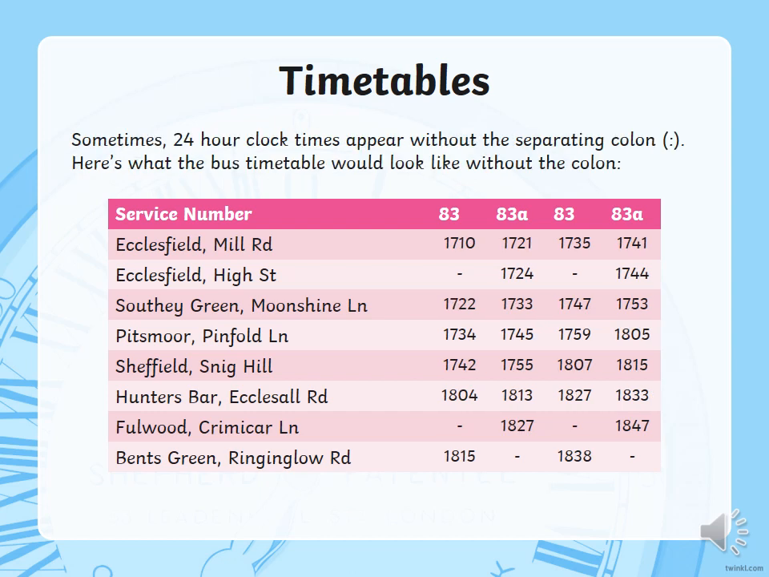Sometimes the 24-hour clock appears without the separating colon. Here's what bus timetables might look like without a colon. So a colon is the 2 dots. You should all know that. If you don't, that's fine. Now you do. So it's the same timetable as the other one, just without the colons. It's very confusing. It just looks like a lot of numbers, but it's just the colons that need to be added.